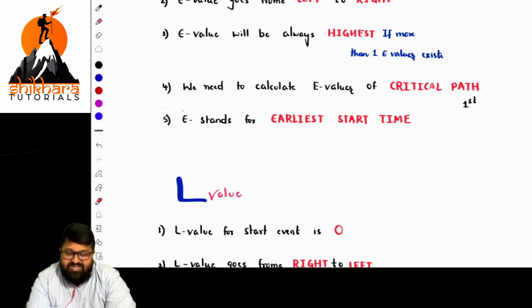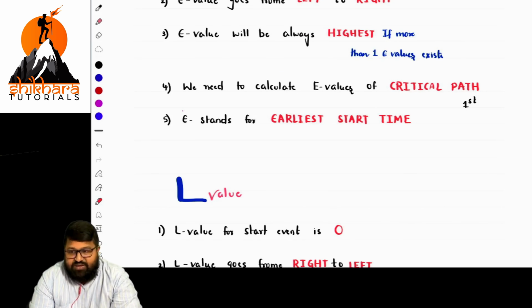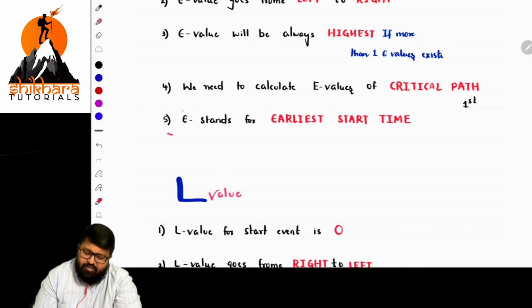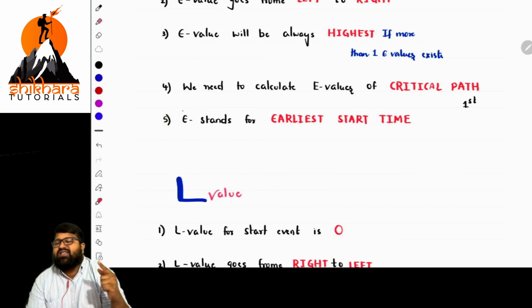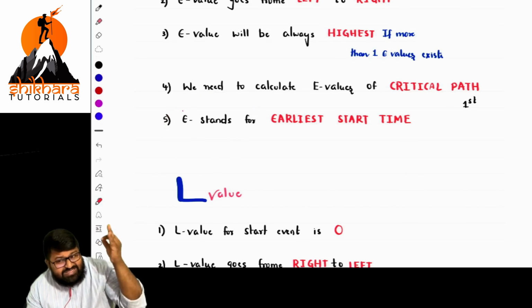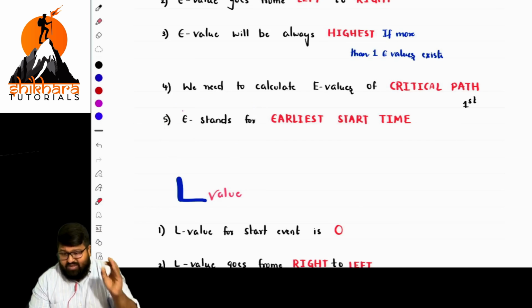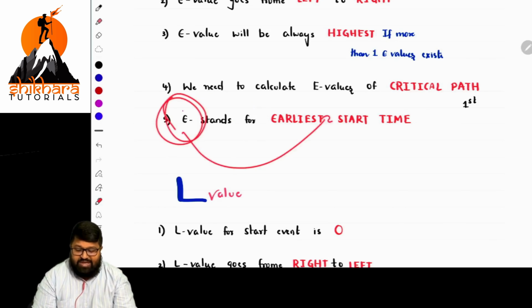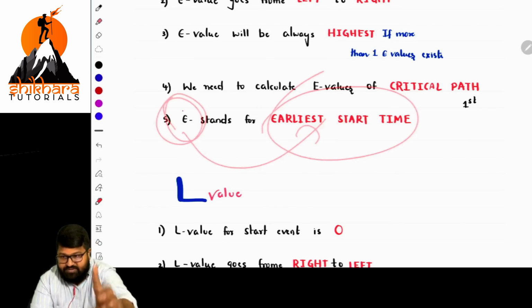Once the E value is done for the critical path, the basic logic is that the L value for the critical path activities or events will also be the same. E and L values in the critical path will be the same. And remember one thing, E stands for earliest start time. So E stands for what? Only earliest start time. That is the basic thing.